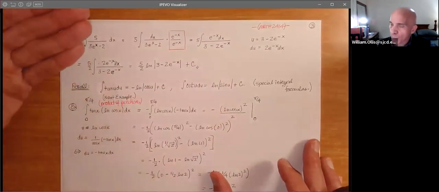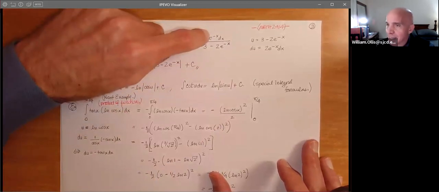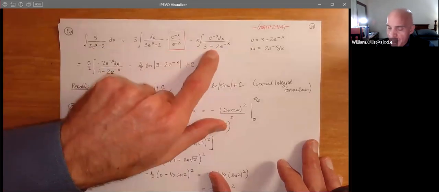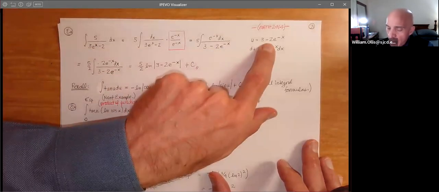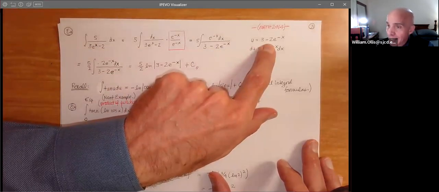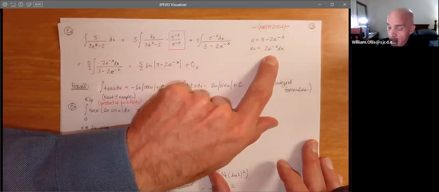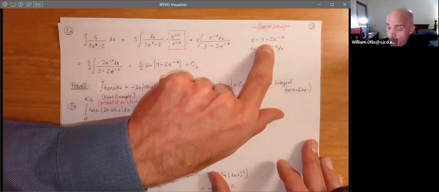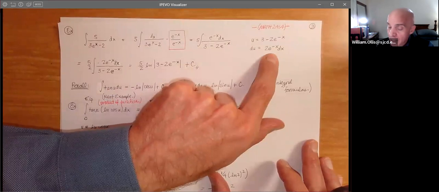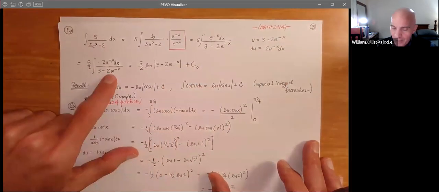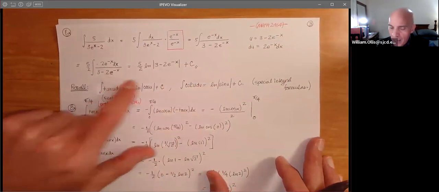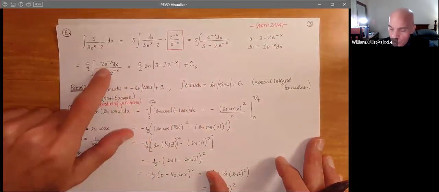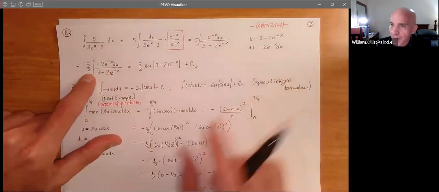But that's exactly what we need because we get the copy of e to the negative x upstairs. So now this can be our u. U is 3 minus 2e to the negative x, and then of course du, again, the negatives will absorb, and we have 2e to the negative x dx. And you're thinking, well, how nice is that? We can simply dress this up with a 2 to match that and then pay for it.